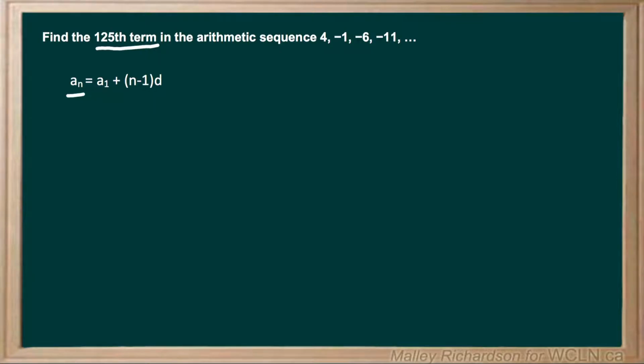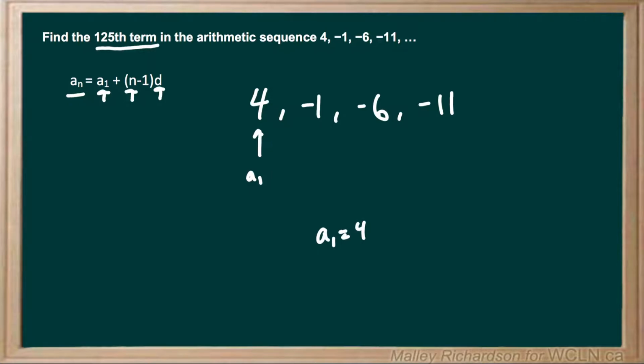Now that we're solving for an, we need to use our sequence to also find a1, n, and d. So let's start by writing out our arithmetic sequence below. We have 4, -1, -6, and then -11. As we can see, 4 is the first term in the sequence. So therefore, 4 is going to be our a1.